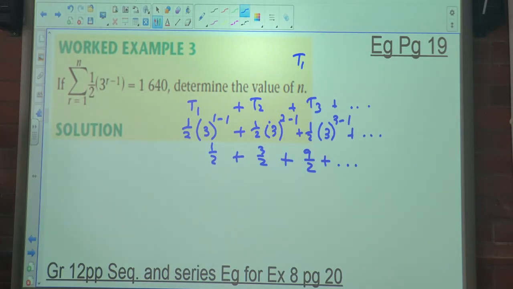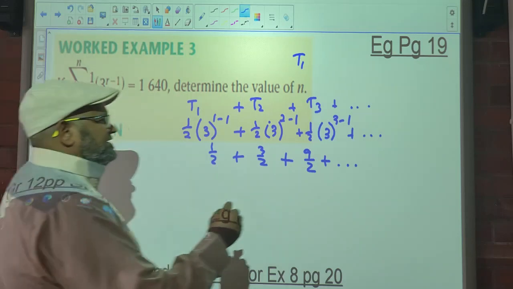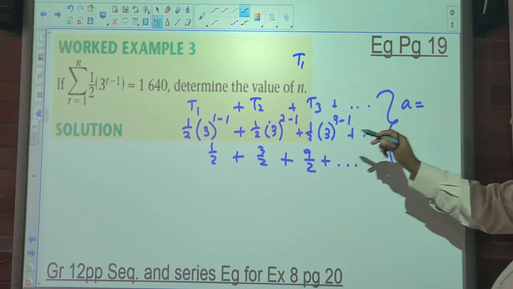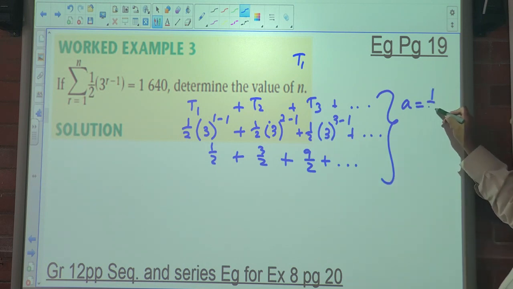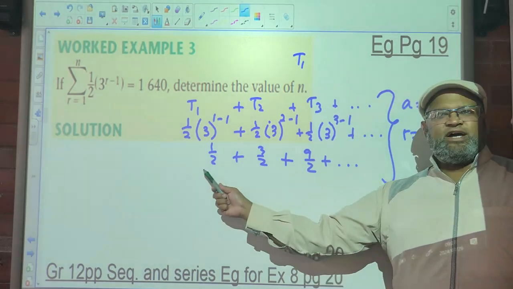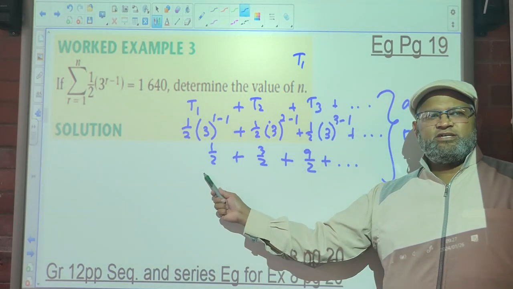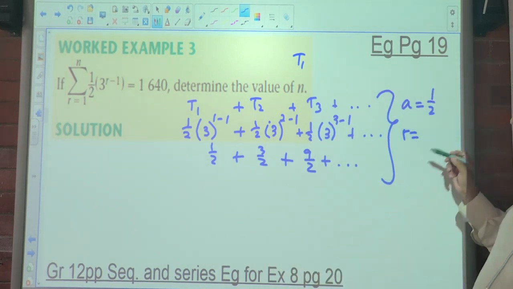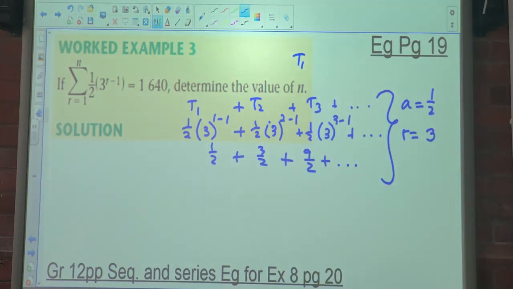So from here, what can I derive? I can derive that my a value is a half. What's my r value? It's going to be 3 over 2 divided by half. How do I move from one term to the next? Times it by 3. So 3 over 2 divided by half is 3. Or 9 over 2 divided by 3 over 2 is 3.